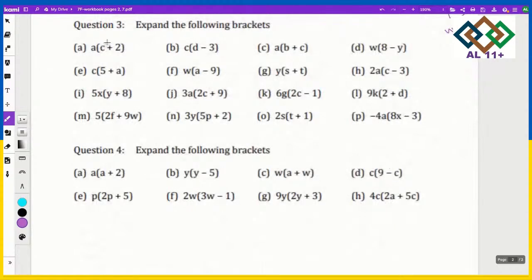Section 3 now. Again, you'll be opening the brackets. A would be AC plus 2A. Second one would be CD minus 3C. And C would be AB plus AC. Now it will be AW. Try opening the brackets and remember the signs. And WY.